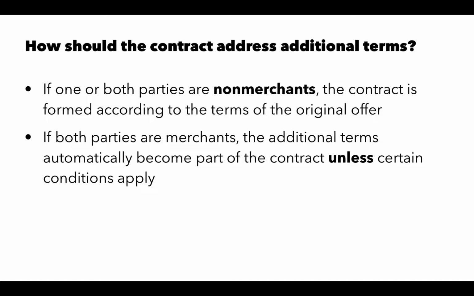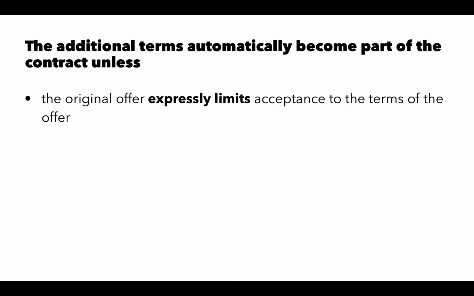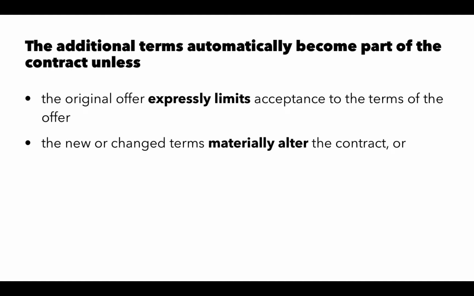If both parties are merchants, the additional terms automatically become part of the contract unless certain conditions apply. So if the parties are merchants, those additional terms become part of the contract unless certain conditions apply. And let's talk about what those are. The additional terms automatically become part of the contract unless the original offer expressly limited acceptance to the terms of the offer, or the new or changed terms materially alter the contract.